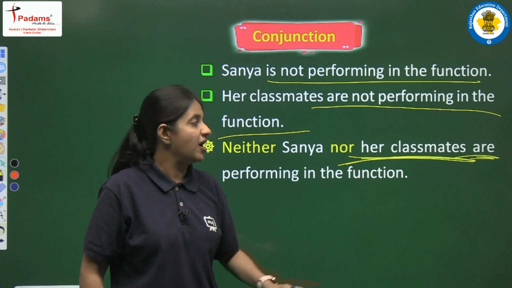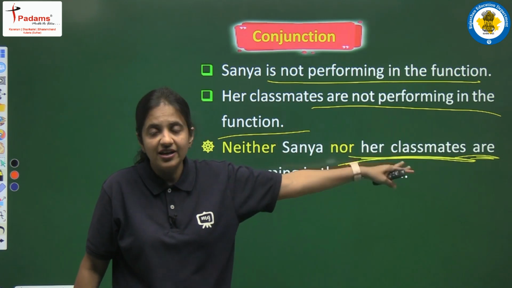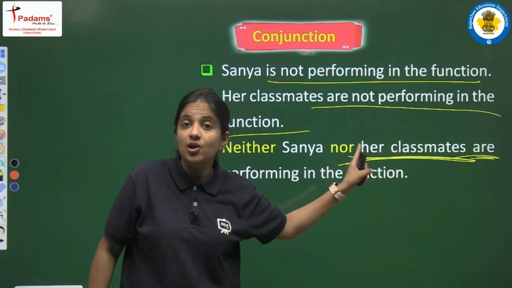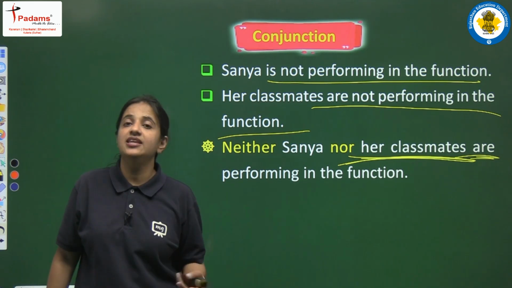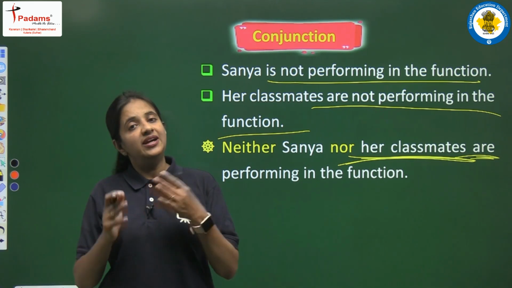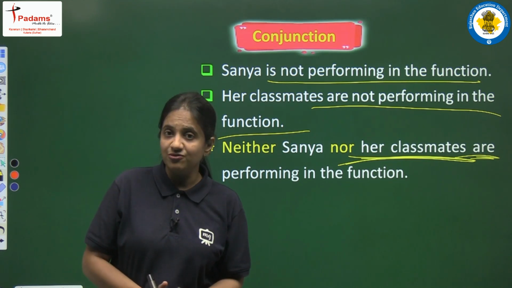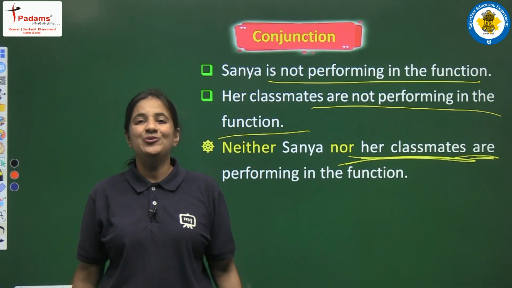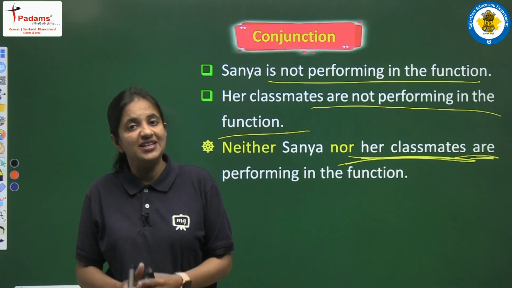Just focus on the verb that we are using here. We are using are here. Why? Because of the second subject, that is a plural one. Yes, students, the use of conjunctions is really very easy, but there are certain rules that you have to learn. You have to be very careful because there are very minute differences, right? But you have to learn all the rules. You have to be very careful regarding all the differences.